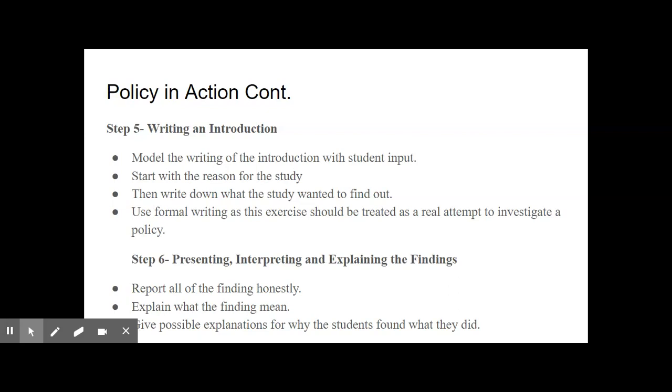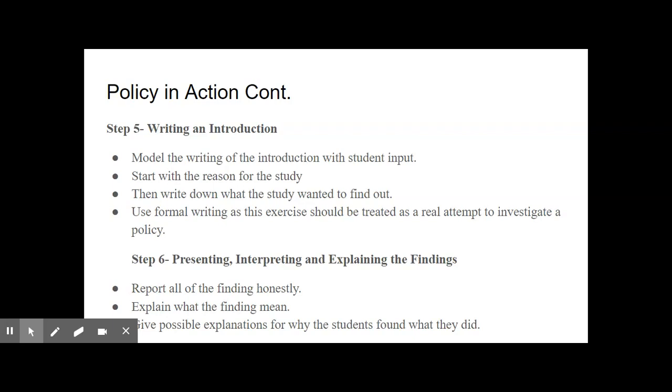So for this, you're going to want to use formal writing because you want to treat this as a real attempt to investigate a policy. You should feel like you can hand this argument to whoever's in charge and feel like they may actually consider changing their opinion. Using words like estimate instead of find out, examine also works well for find out, and using formal language.